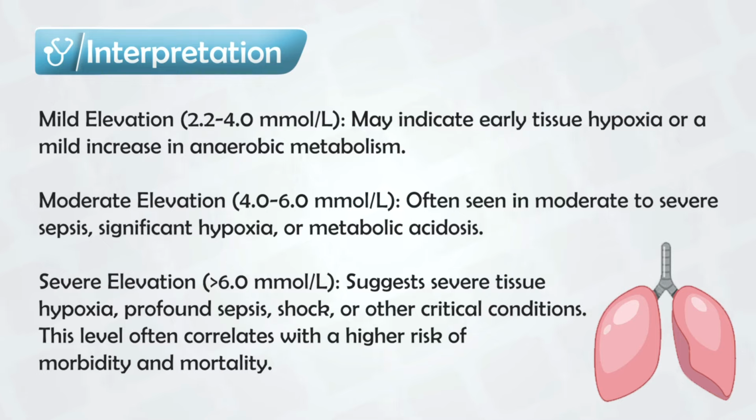And at this point, you need to start checking pH levels and monitor for metabolic acidosis. And if it's too high, above 6, it indicates severe shock or severe metabolic issues. And these patients have a higher chance of morbidity and mortality.